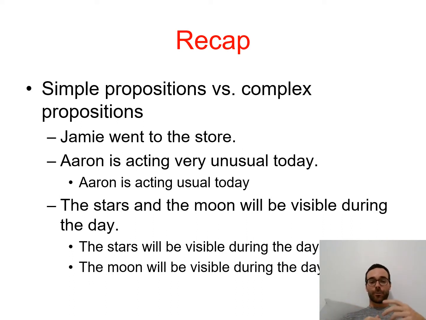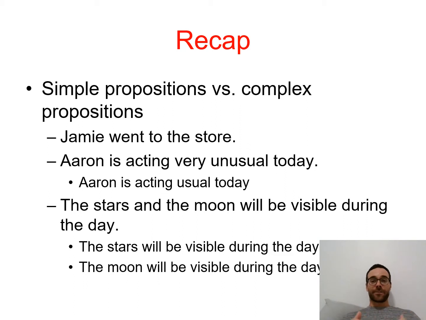Now, if we were to use a complex proposition, though, we would see that we would use one of those conjunctive, disjunctive, or conditional statements, some sort of connective to connect multiple parts. So: the stars and the moon will be visible during the day. This is a complex proposition because it's really making two different statements here. It's asserting that the stars will be visible during the day and that the moon will be visible during the day, and then putting them together to say the stars and the moon will be visible during the day.